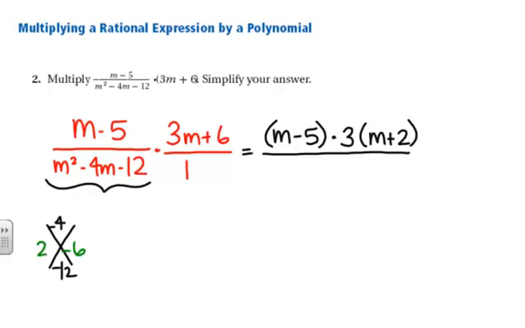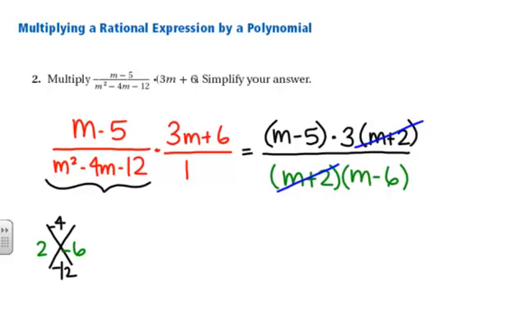And the 6 needs to be negative. So this can be simplified into m plus 2 times m minus 6. And then we see what we can cross off. So both of these have an m plus 2. That can go away. And then there's nothing else.